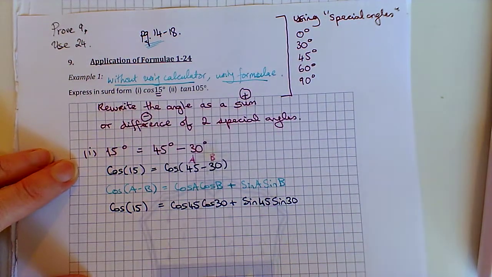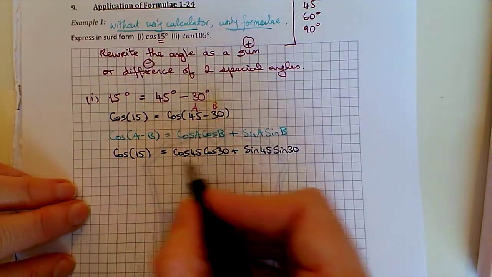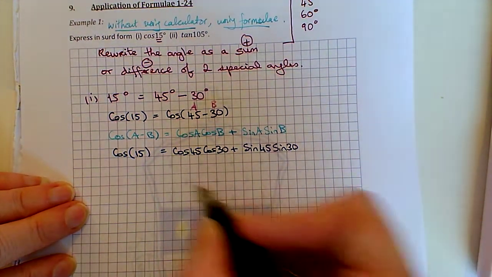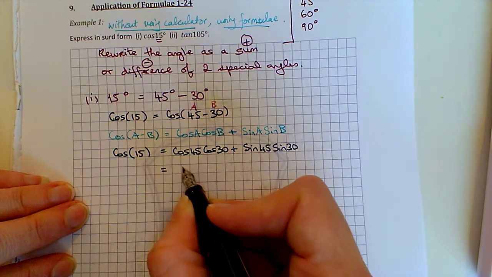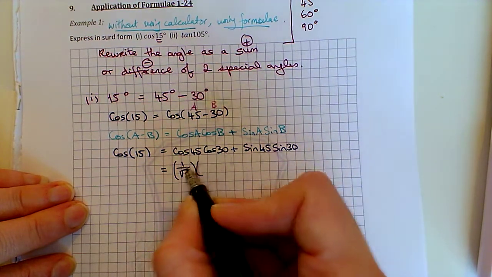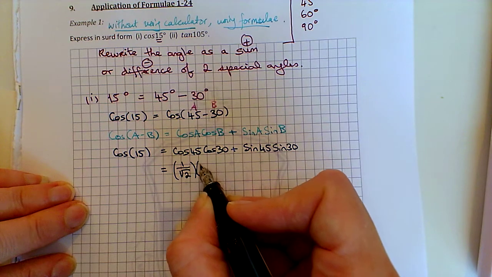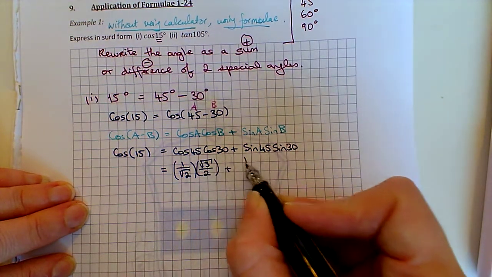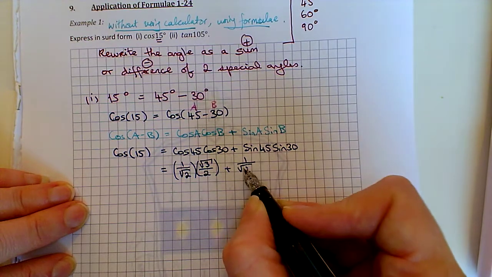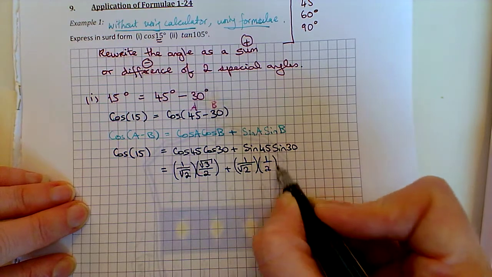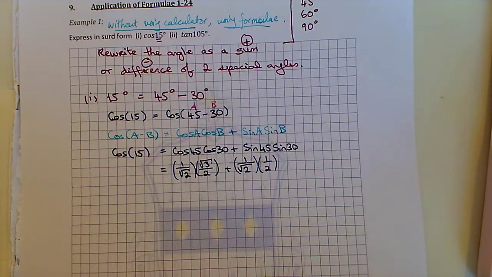sine 30. Okay, now your special angles you should know, but you can type these bits into the calculator if you want to, because you've shown that you've used the formula correctly. So cos 45 is 1 over root 2, cos 30 is root 3 over 2, plus sine 45 is 1 over root 2, and sine 30 is a half.